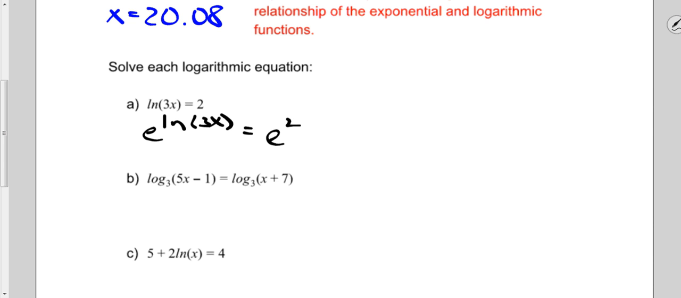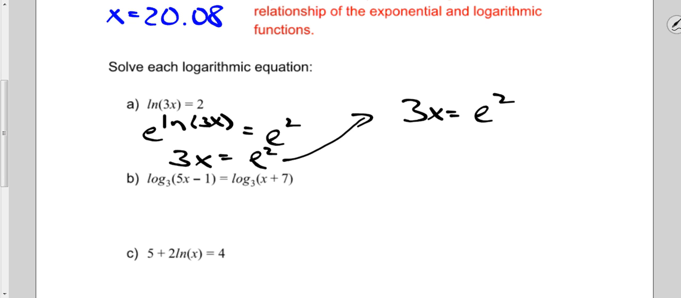How does the left side of this equation, Dawson, evaluate? 3x. 3x equals e squared. And then what does x equal? Well, x equals e squared over 3. Now, which is 2.463.